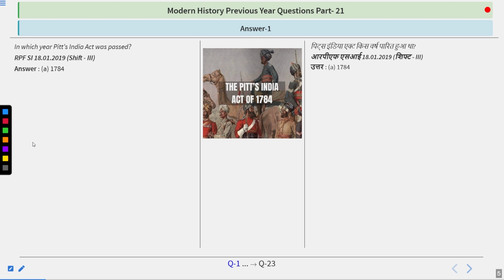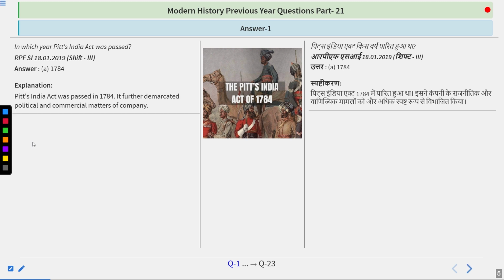Pitt's India Act was basically an amendment to the 1773 Regulating Act. As we know, the 1773 Regulating Act came for 20 years, which means the next act would come in 1793. But as there was a lot of corruption and bribery going on in the working of the East India Company, a reform was added by the Prime Minister of that time, Mr. Pitt, and because of that, the name is Pitt's India Act. So Pitt's India Act was passed in 1784.